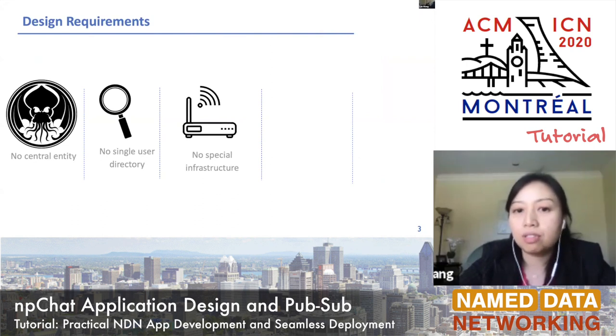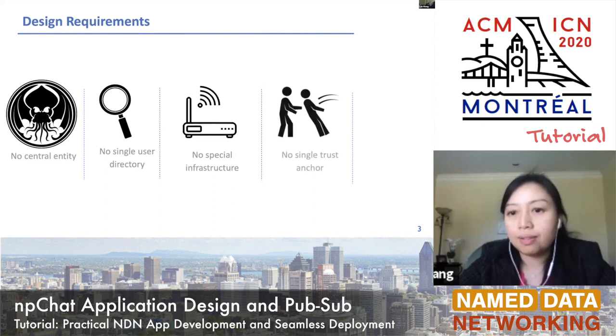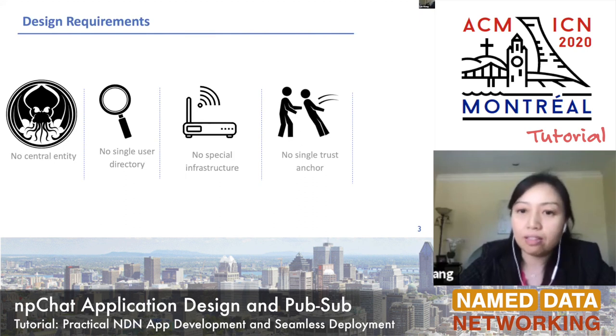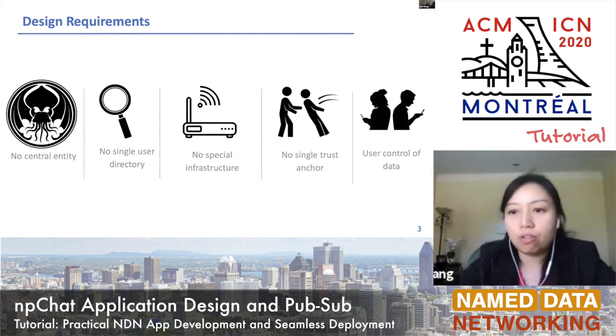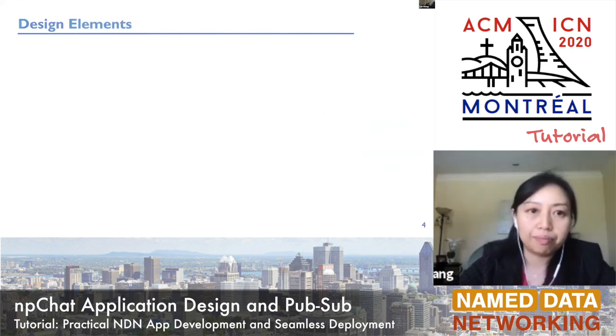They can do this in an ad hoc wireless network. There's no central or single trust anchor. They will use whatever trust anchor will work in their situation. And every user can control access to their own data.